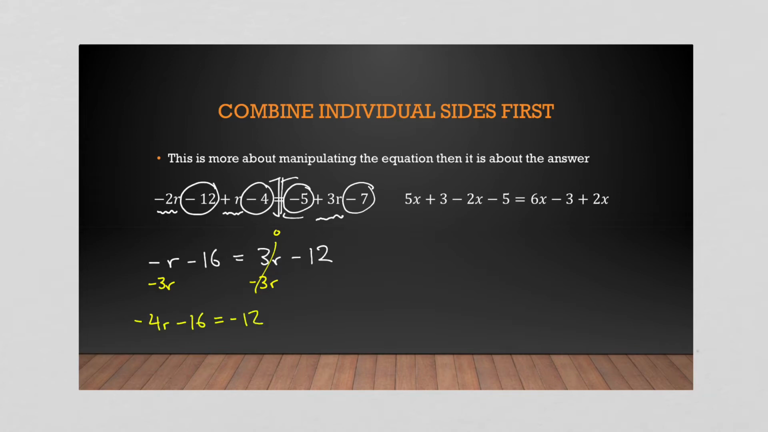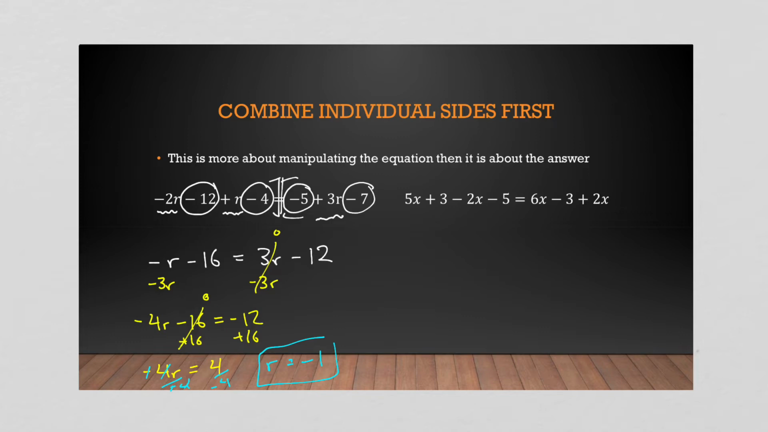And now I got to get rid of that negative 16. So I'm going to add 16 and add 16. So that's 0 there. So now I have negative 4r equals positive 4. And then last step, divide both sides by negative 4. Negatives cancel, 4's cancel, r equals negative 1. So we group either side of the equation first.